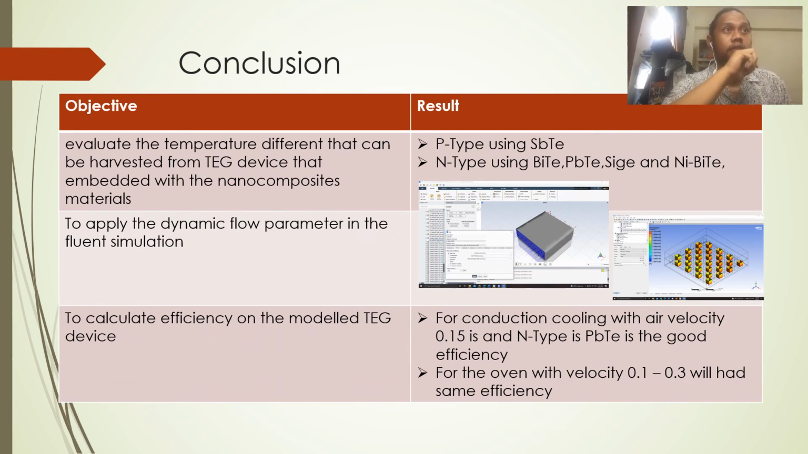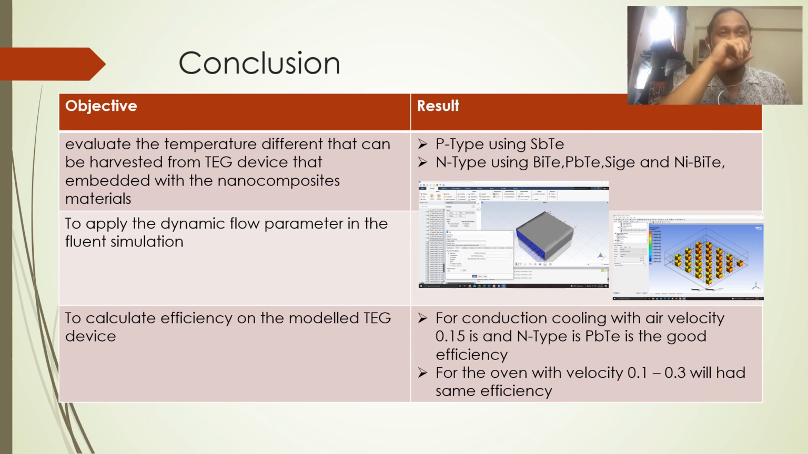The conclusion is, first, our objective to evaluate the temperature difference that we can have using a nanocomposite material. From there we use SbTe as the P type and PbTe as the N type, along with BiTe. With the data from the material we input into ANSYS to get the temperature difference we can calculate from there. And the second objective, apply dynamic flow parameters in the fluid simulation.